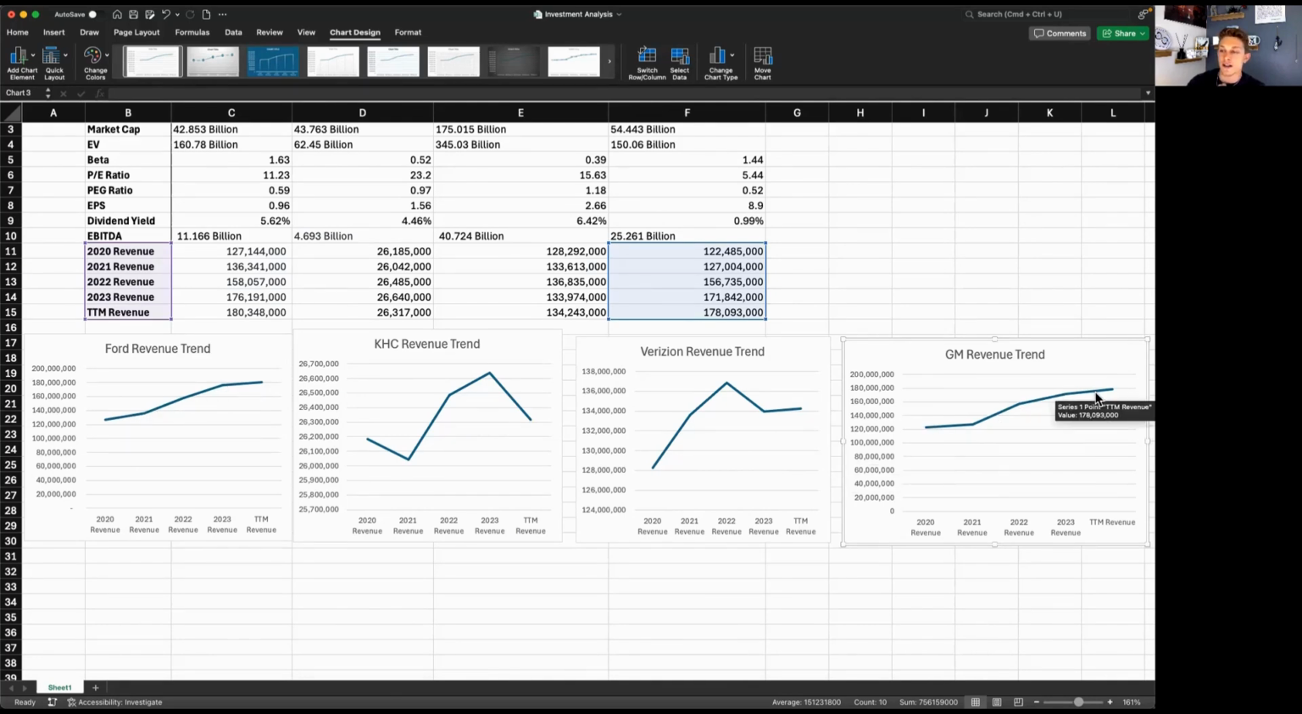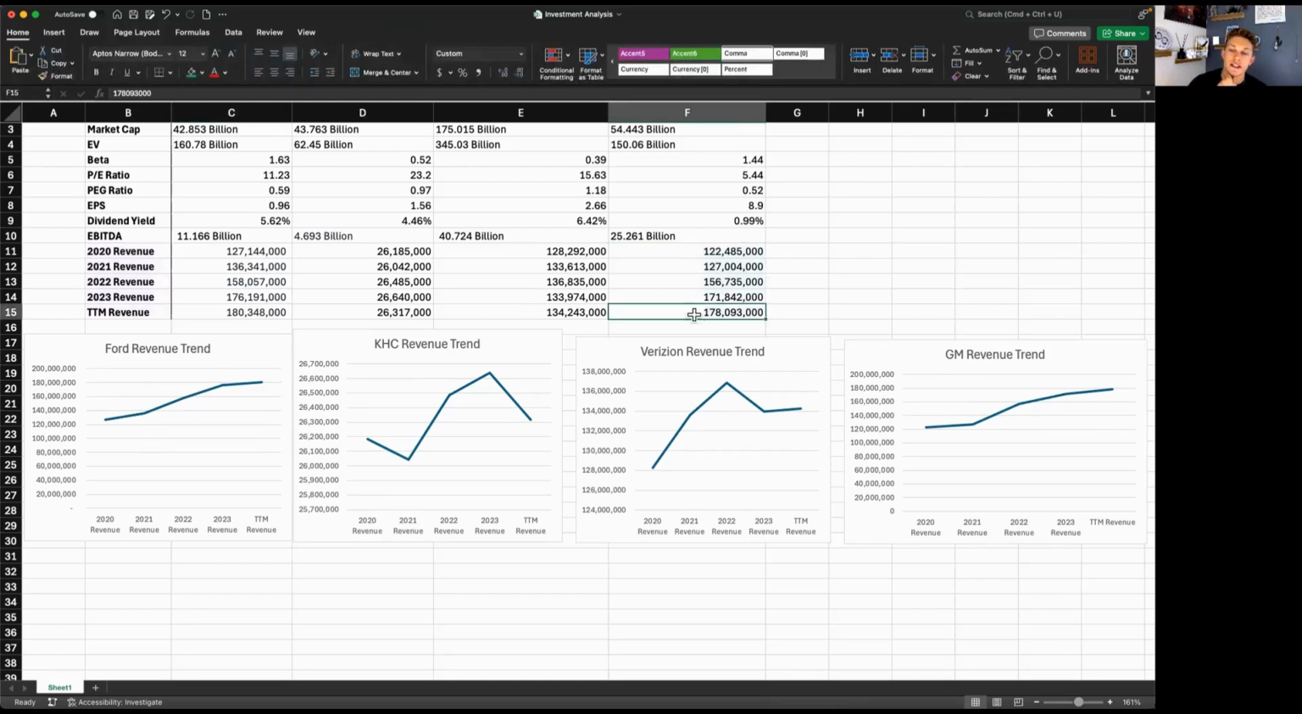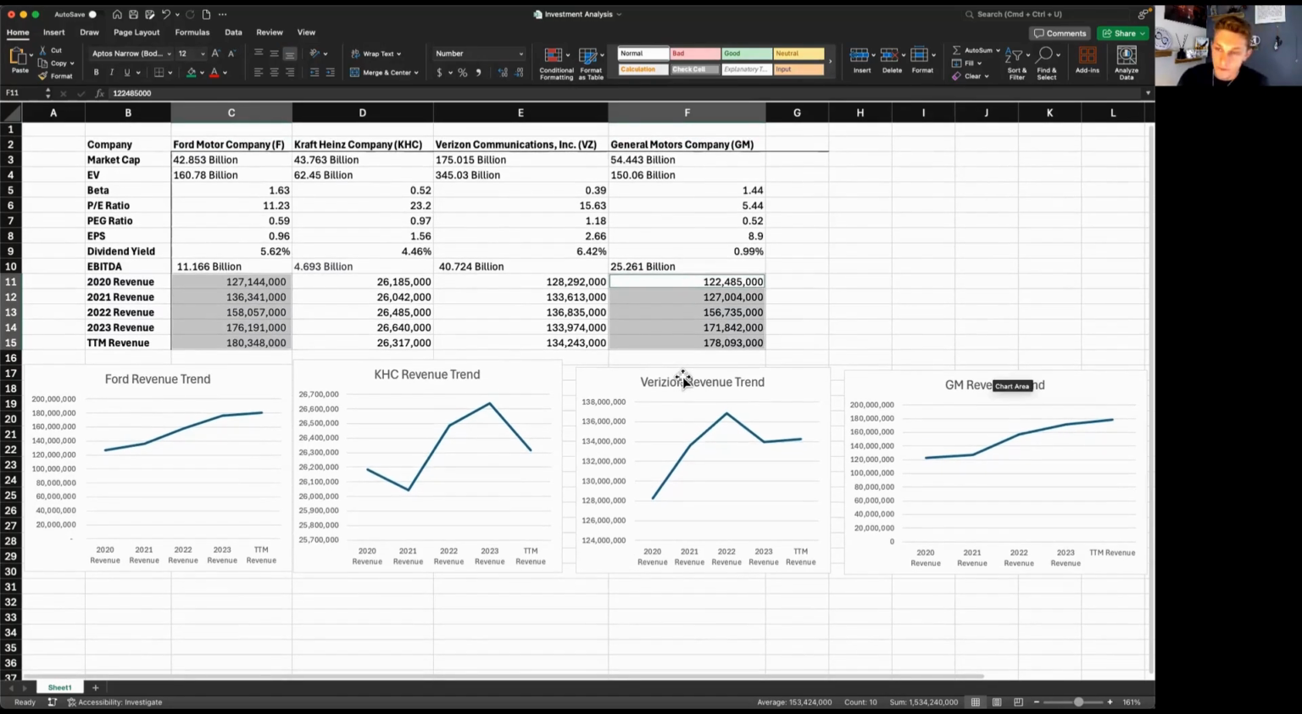Also interesting. Look at the actual numbers, right? We started above 120. Now we're basically at 180, which is kind of crazy, right? Because we can see those numbers are very, very similar. Looking at Ford's revenues versus GM's revenues, very, very comparable. And that's cool to see because, hey, they're bringing in the same amount of money. How do they deal with that money, right? What do the other financials look like?